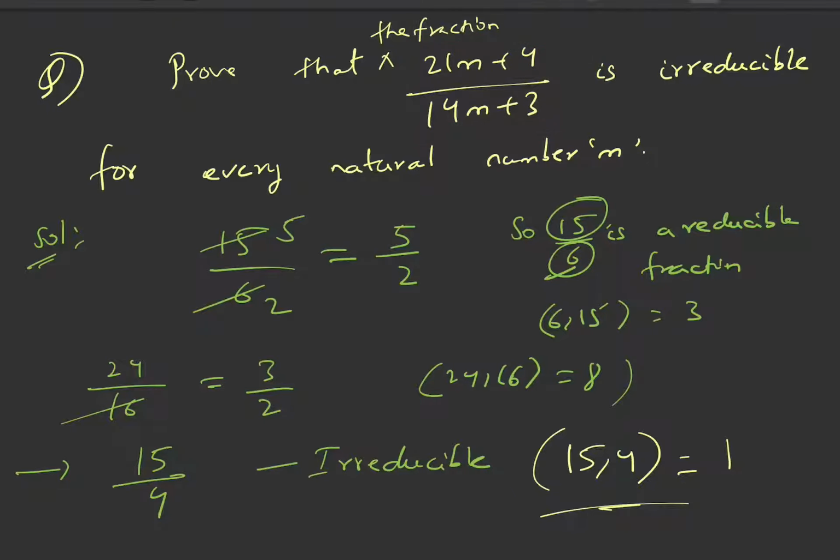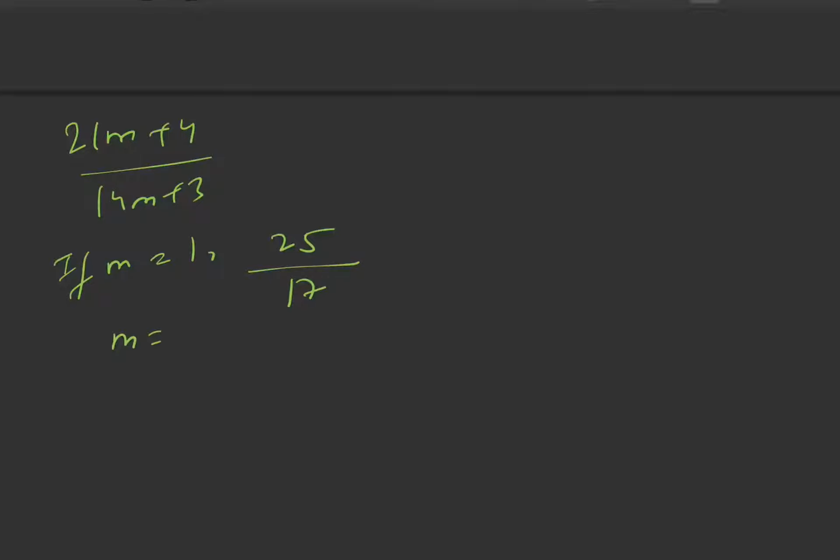It means, let us try this with some m values, right? You have 21m plus 4 by 14m plus 3, right? So if m equal to 1, then this fraction is what? 21 plus 4, 25 by 17. You can see this is irreducible. If you put m equal to 2, then this is 21 2s are 42, 42 plus 4 is 46 by 14 2s are 28 plus 3, this is 31. You can see that this is also irreducible. So this is irreducible for every natural number m. That is the question asking us, right?